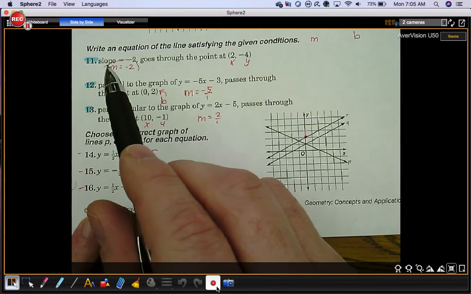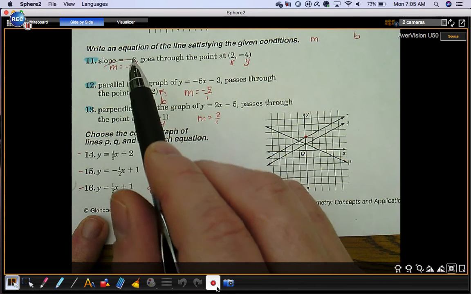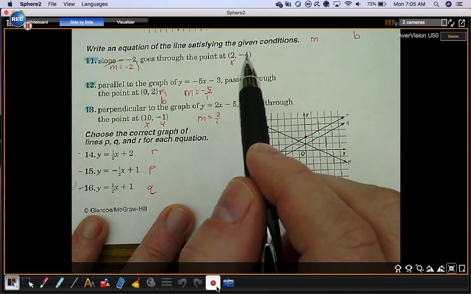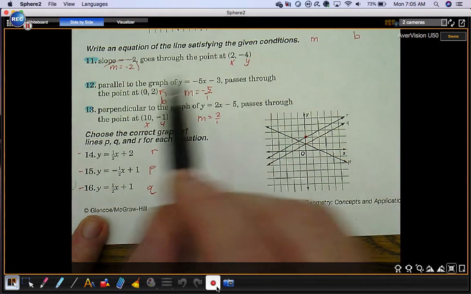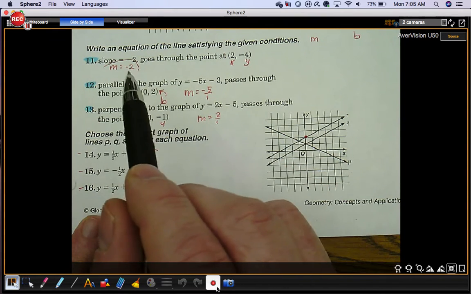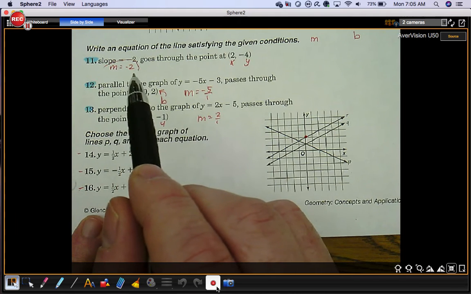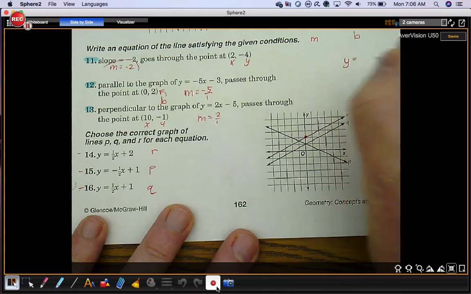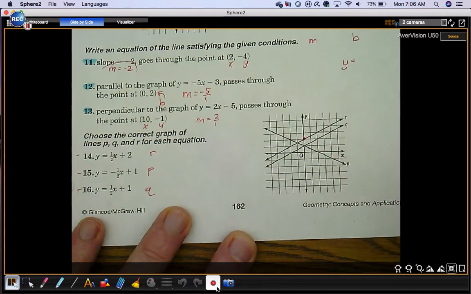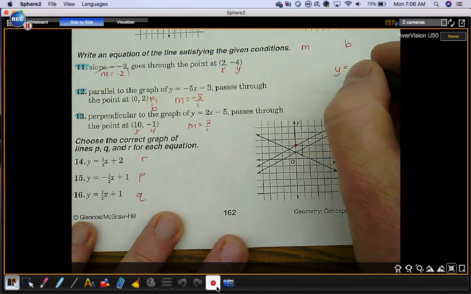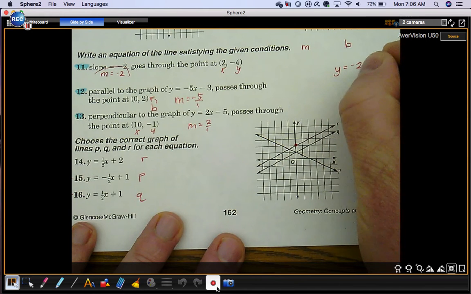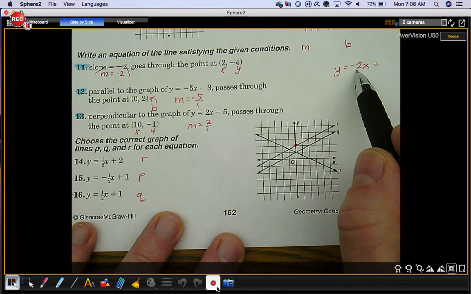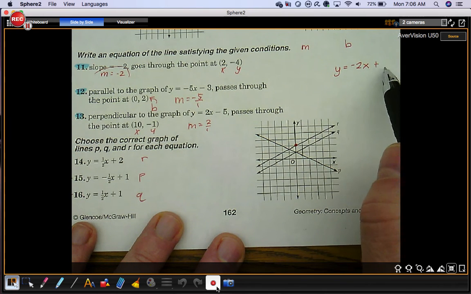In number 11, they're telling you that the slope is -2. Also, the line is going to go through the point (2, -4). They told you the slope is -2. That's what that lowercase m is. So I'm going to come over here and write my answer. Y equals mx plus b. Everybody knows that. Now in the m position, I'm going to put a -2.